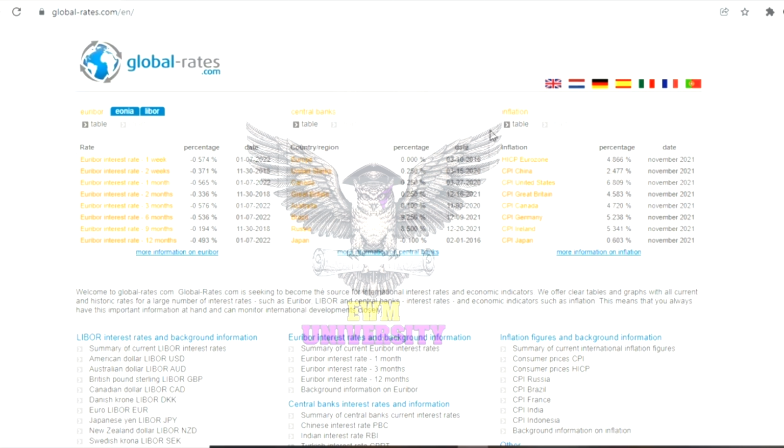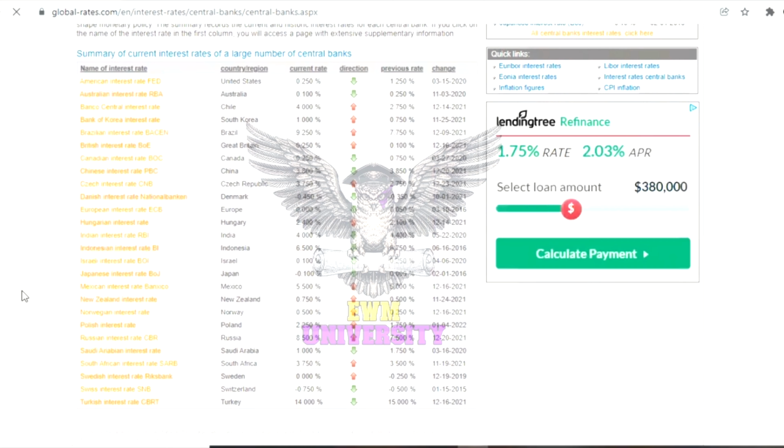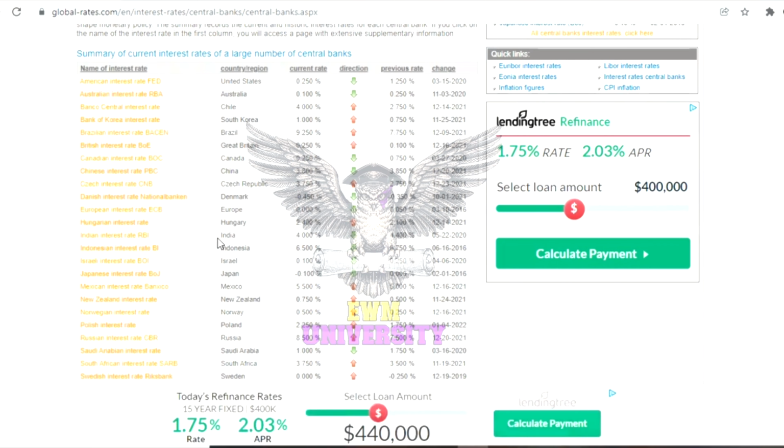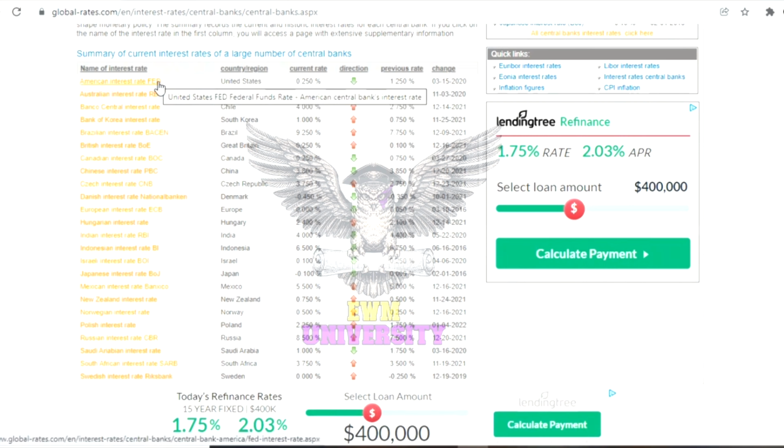Right now, we're not worried about inflation or these other statistics. We want to focus on the interest rate. So here, click on more information on central banks. And what's going to populate is the list of central banks around the world that's in their database and the current interest rate set by these central banks for the currencies of the country. So this is the current interest rate of the American dollar, right? Because this is the American interest rate, the Fed, the Federal Reserve. This is the current interest rate of the Australian Reserve Bank. This is the current interest rate of the Chile Reserve Bank.